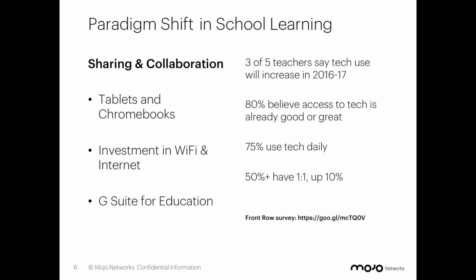I just pulled these statistics this morning. In the 2016-17 school year, 3 out of 5 teachers say they'll be using more technology in the classroom. 80% believe their technology is already good to great. 75% of the teachers use it daily, and 50% plus of the schools surveyed have a one-to-one model already, and that's up 10% from last year. So this is really catching on and growing. With the prices going down in both the Google world and the Apple world, and E-rate dollars being available, it's really been a phenomenal transition and continues to be so.